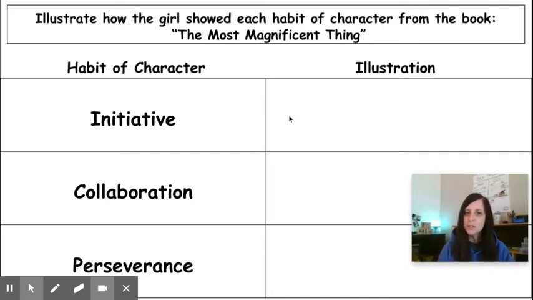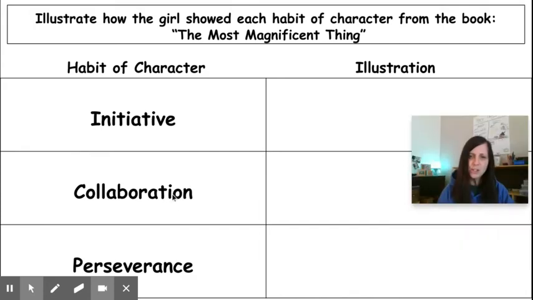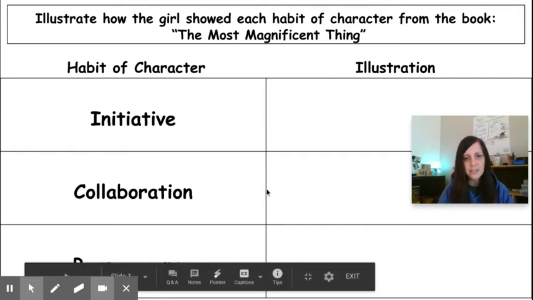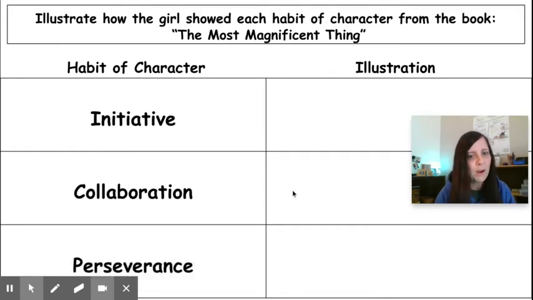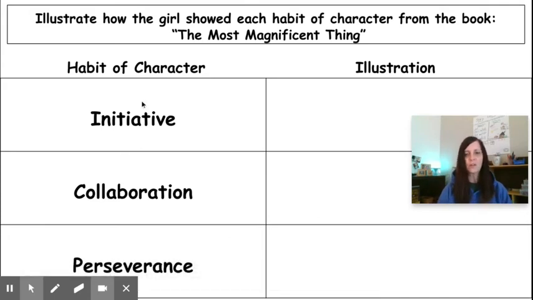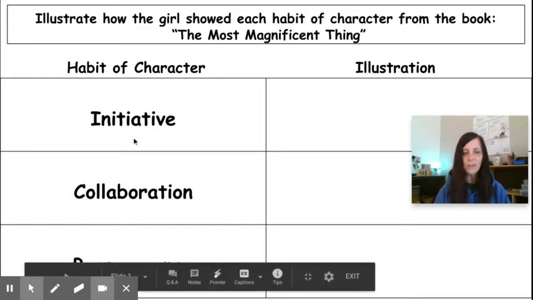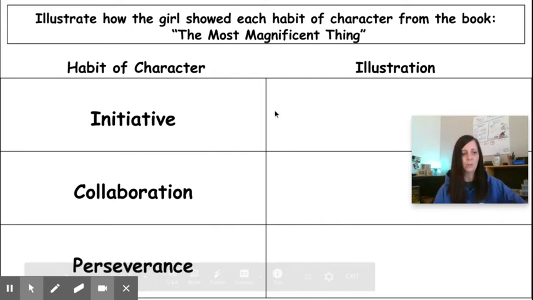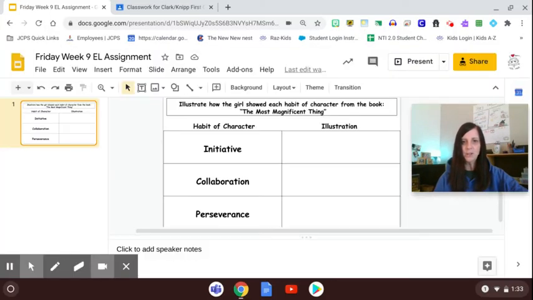How did she show initiative in the book? So you would draw some of the illustrations from the book of how she showed initiative. And then, how did she show collaboration? Draw some pictures. Who did she collaborate with in the book? And then, how did she show perseverance? She showed perseverance a lot of different times. Draw a couple of illustrations. And let me show you right now.